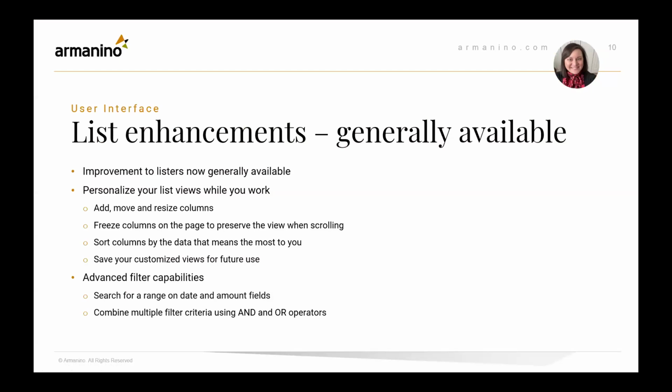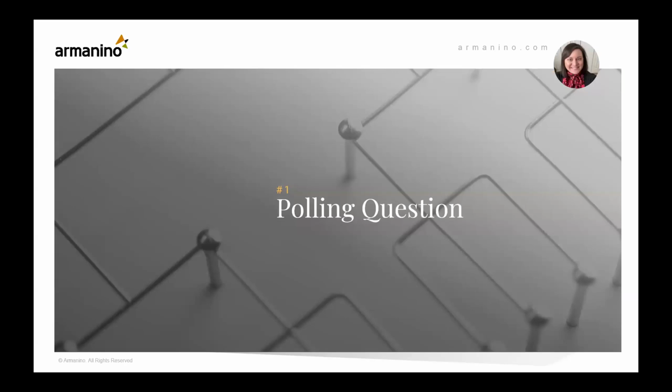User interface. List enhancements are now generally available, no longer in beta test. There have been improvements to the listers. They help you personalize your list views while you work. You can add, move, and resize columns. You can freeze columns and do some sorting, saving those customized views for future use. Also, advanced filtering capabilities. So you can search for a range on the date and amount fields and then combine multiple filtering criteria using and or operators.